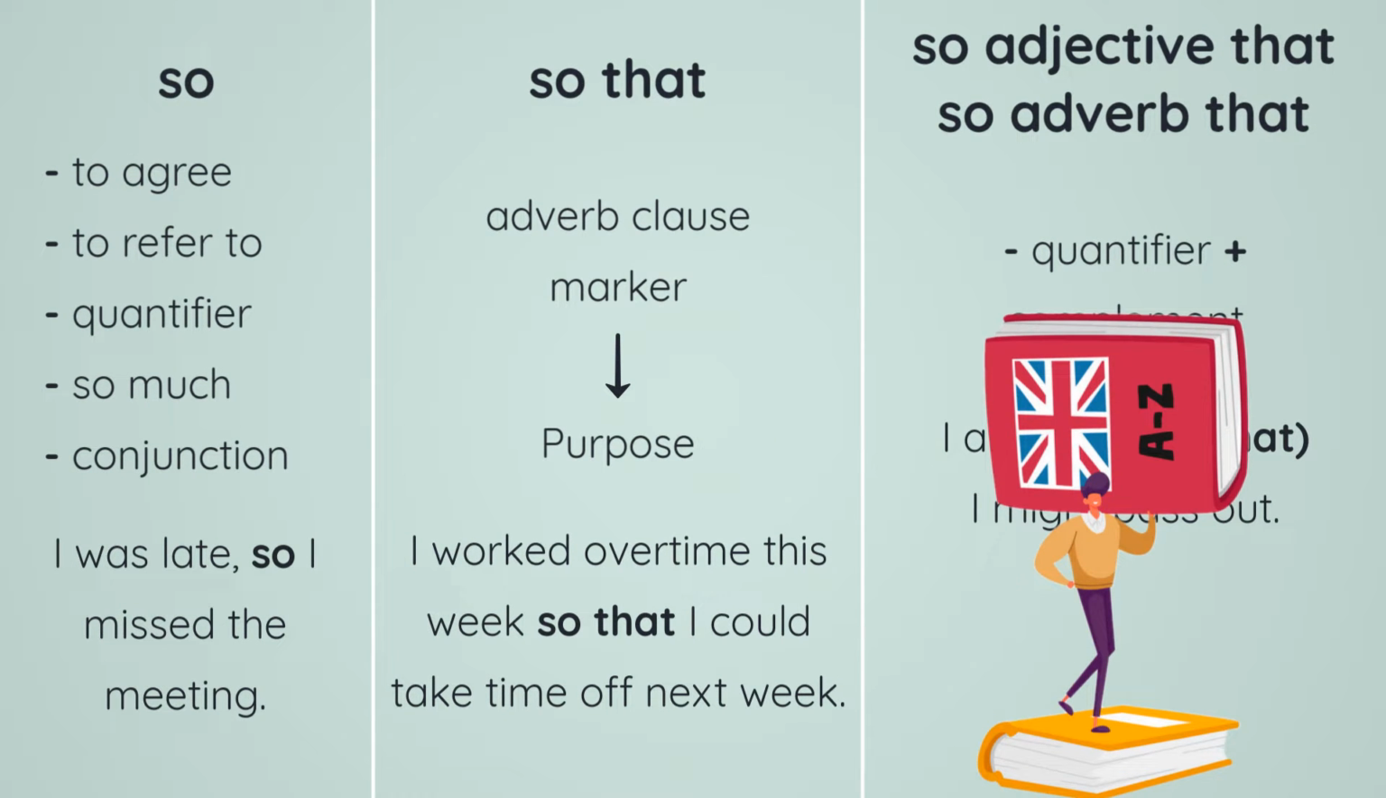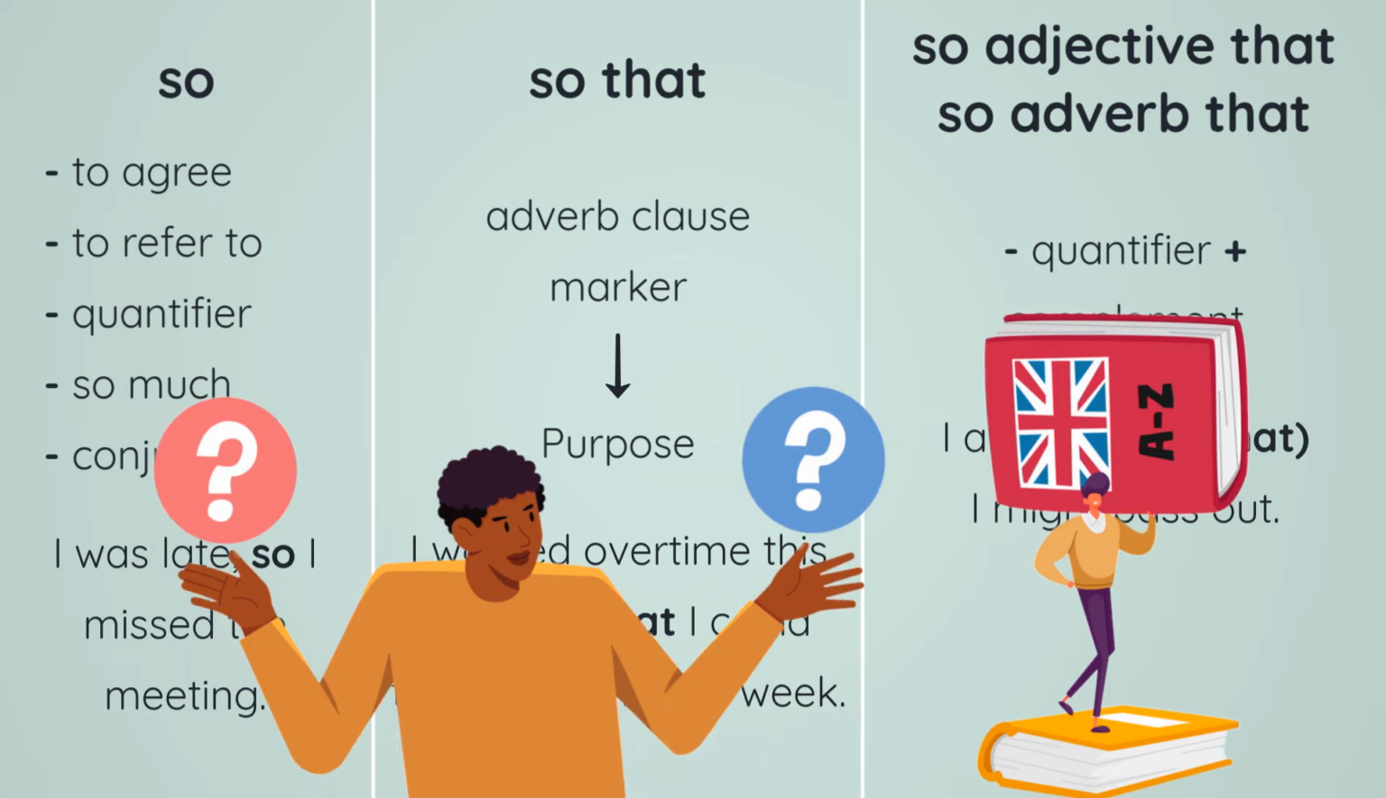Today's lesson is a grammar lesson, and it's about words or expressions that are very often confused or mixed up. We are going to look at so, so that, so something that. Usually so adjective or so adverb that.